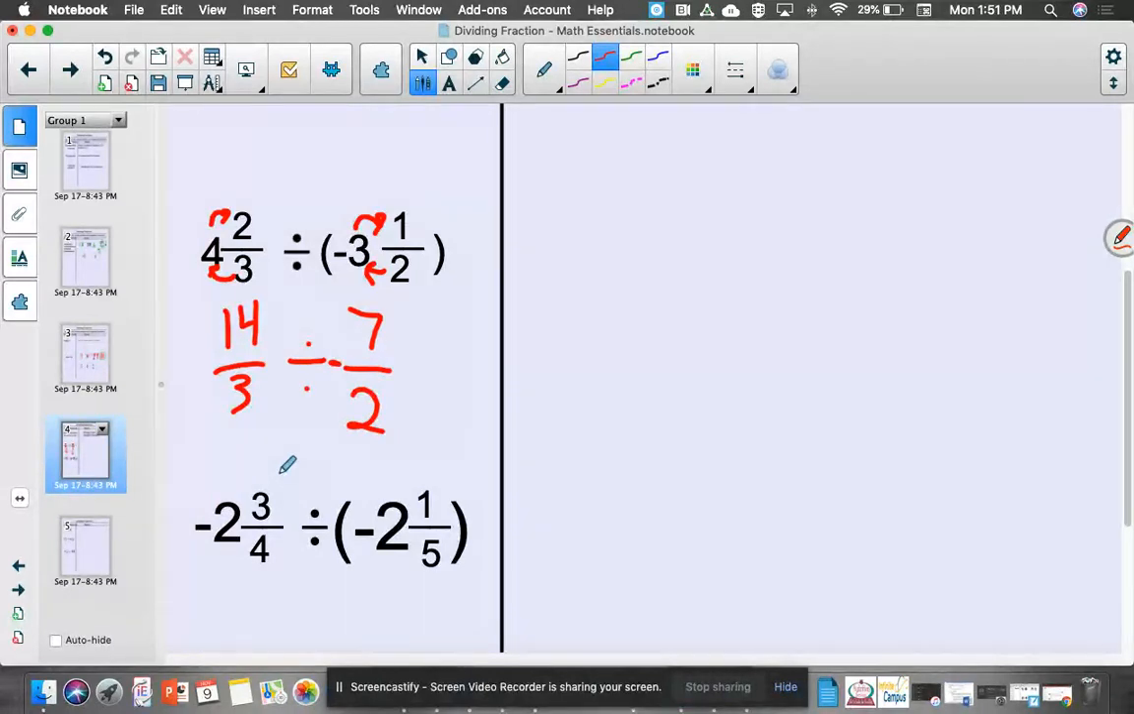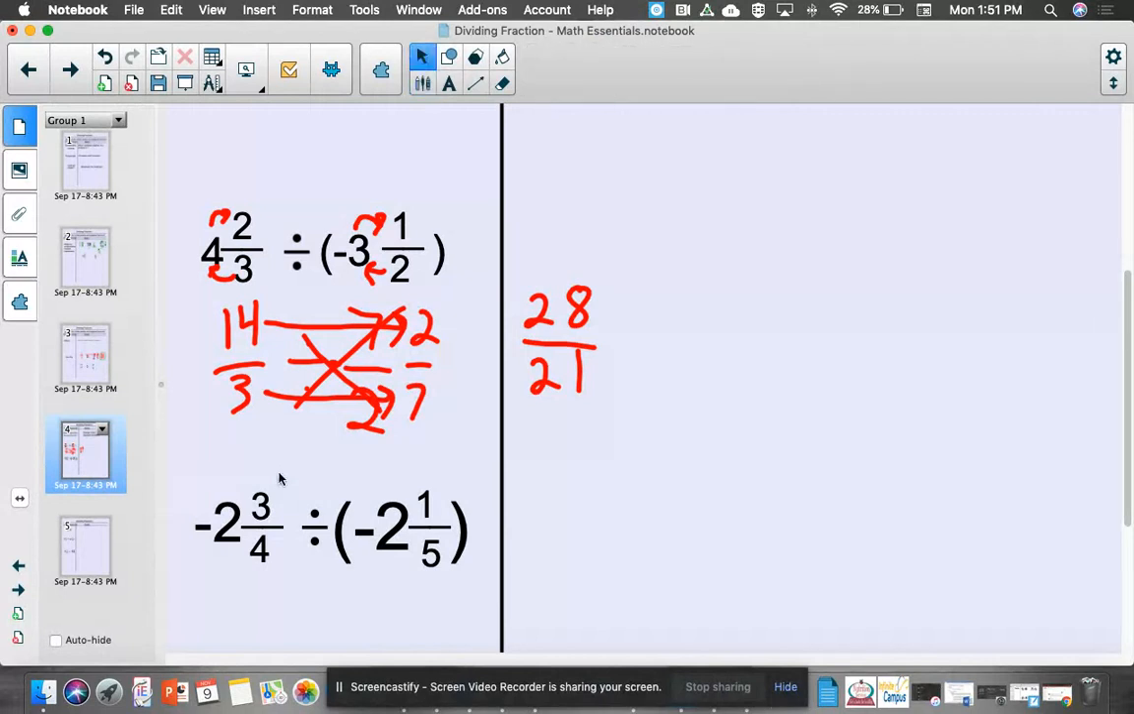Okay? So now we do the inverse. So we cross this out, which makes a multiple, 2/7. Okay? Then multiply, multiply. 14 times 2 is 28. 3 times 7 is 21. Well, this is an improper fraction. So now we do 28 divided by 21.